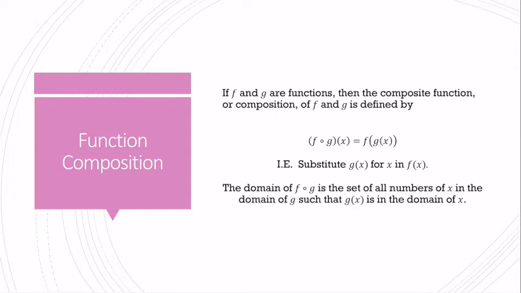If I have two functions, f and g, both functions, I can compose the functions by substituting g of x into f of x. So instead of having f of x, we've got f of g of x. In the domain of f composed with g, that's how we say this. We say this f composed with g, it's not times, so be careful. F composed with g will be the set of all numbers in the domain of g such that g of x is in the domain of f. What does that mean? Well, we're going to work through some examples as we go through this section.